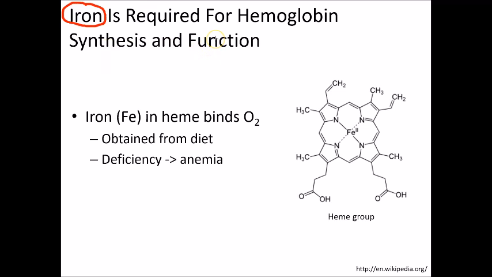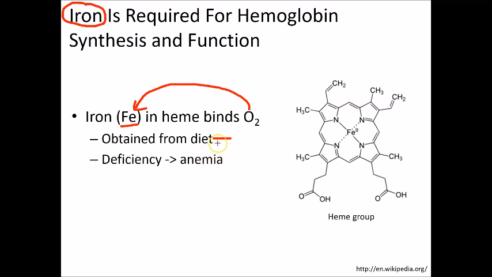But iron is required for the synthesis and function of hemoglobin. Now, iron, remember, has the chemical symbol Fe, and again, it's the oxygen that binds to the iron that allows us to carry oxygen in our blood. Generally, it's obtained by our diet. We recycle it fairly vigorously in our body because it's hard to get in our diet.